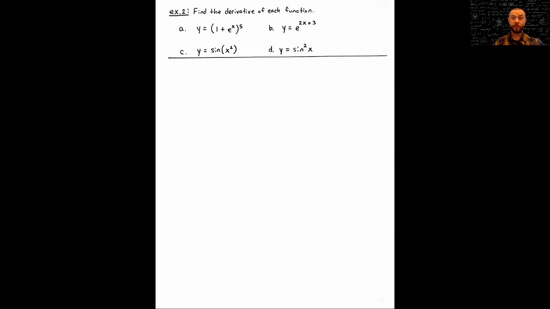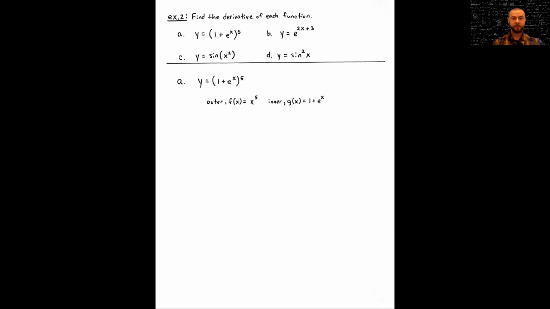All right, welcome back. Let's go through the first two parts. So our first step to apply the chain rule is we need to identify our given function as a composite function, f of g of x. So we'll identify our outer and inner functions as the outer function f of x equals x to the fifth, and the inner function g of x equals 1 plus e to the x.